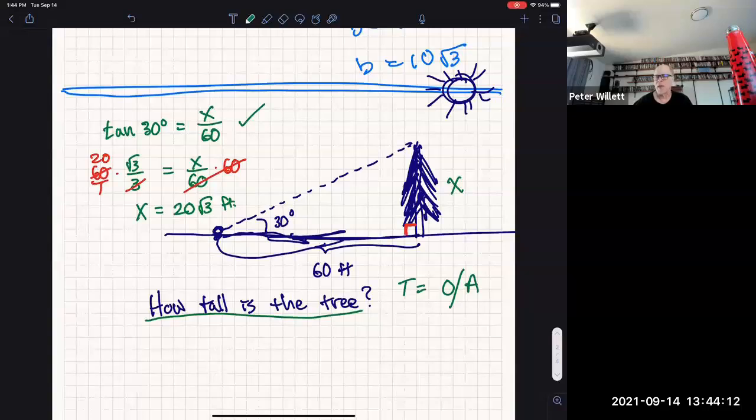Square root of 3 is something like 1.7, so this would be approximately 28 feet. Or maybe if I just do one significant digit, since the 60 only has one significant digit and the 30 does too, that would be about 30 feet.